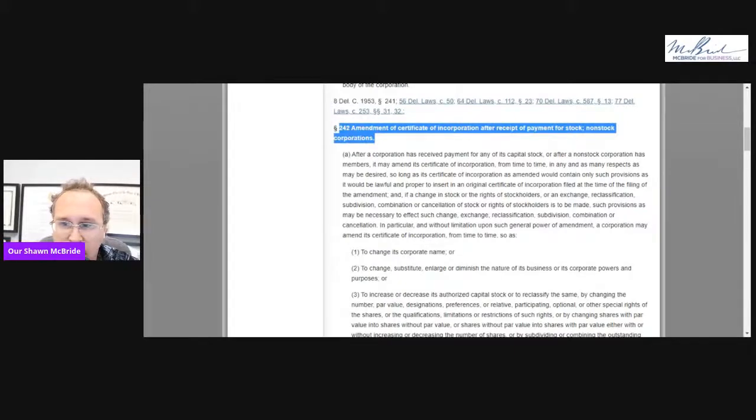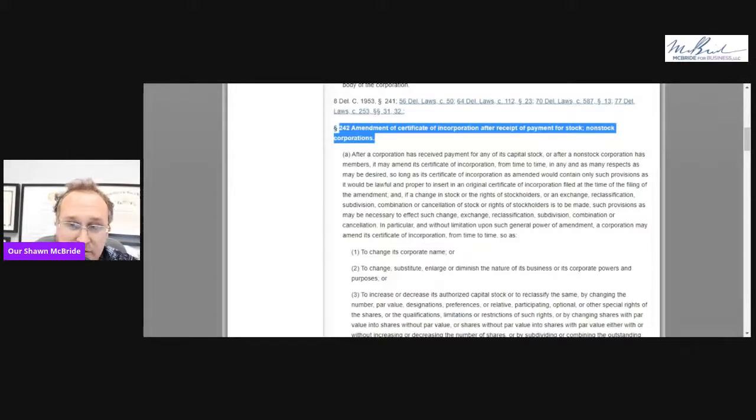Typically, it's almost always going to be the amendment of a certificate of incorporation after the payment of stock, right? So I don't see, you're not doing a stock split if you haven't issued your stock yet. There would be no reason to split shares if you don't have any outstanding shares. And to effectuate the stock split, you're going to amend your certificate of incorporation. So we're landing here on how to do it.